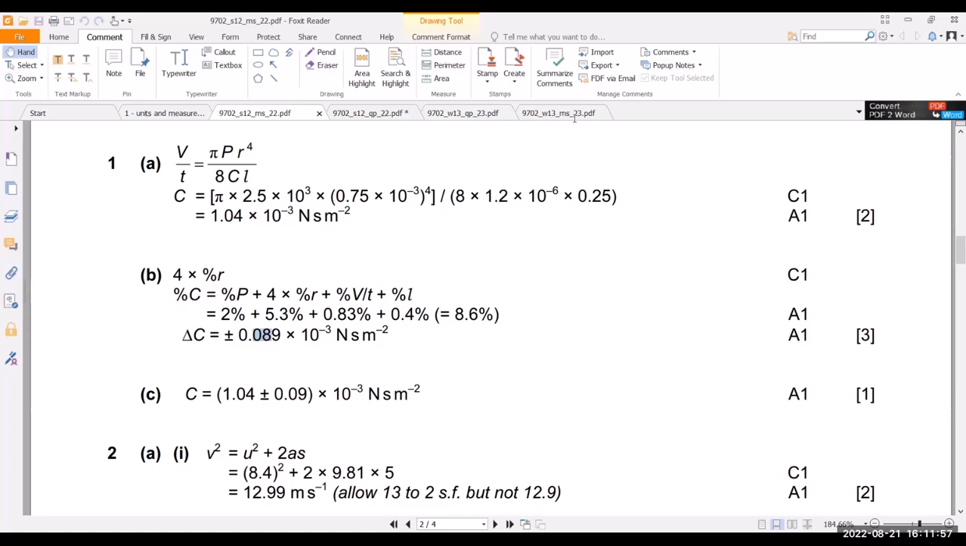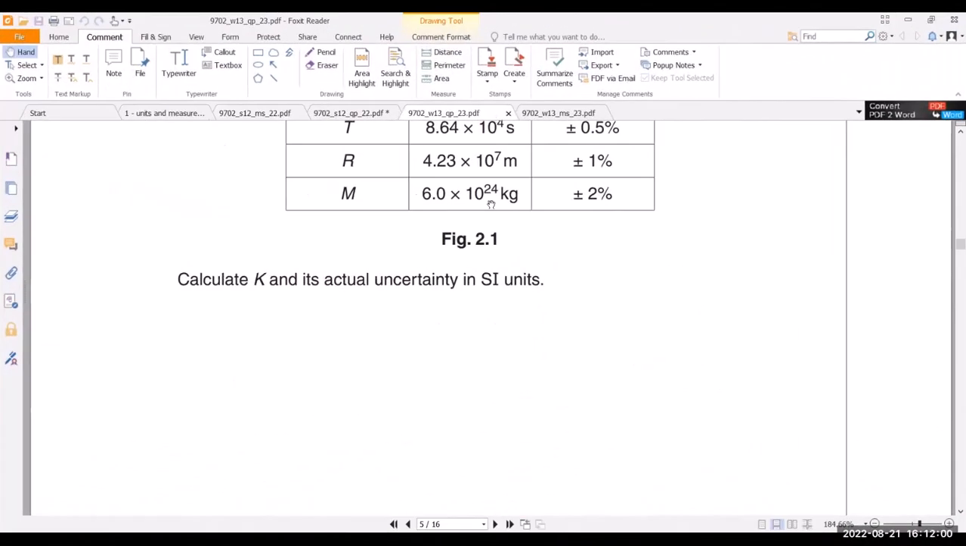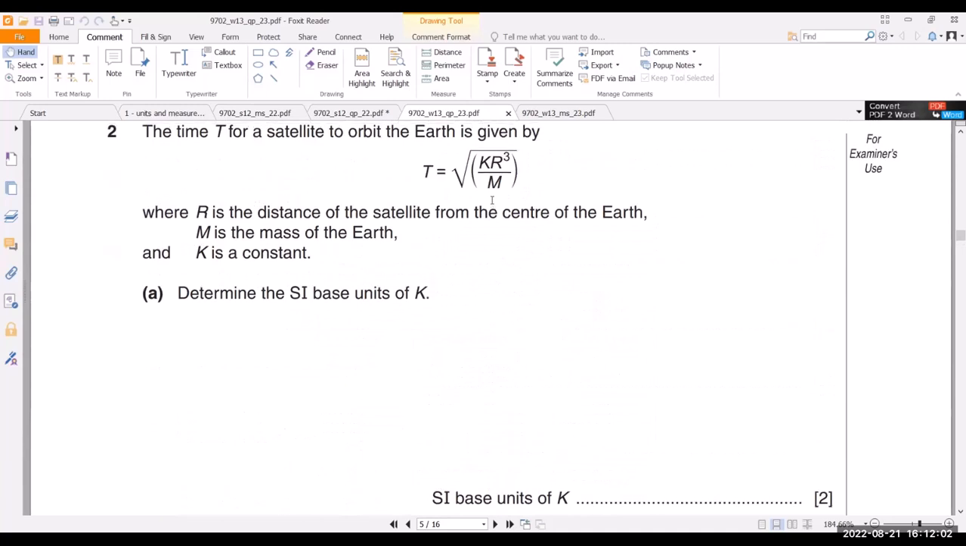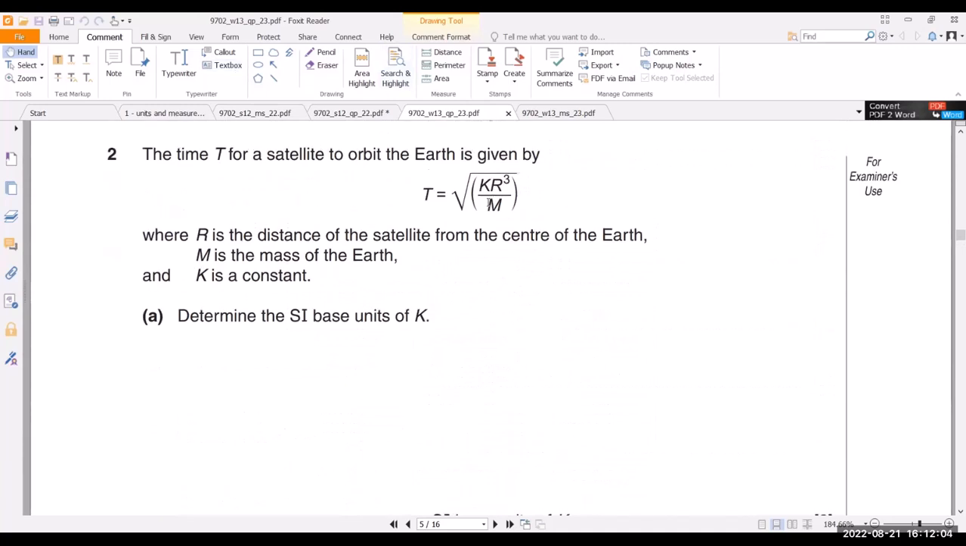Another question, I can do it for you over here. See, he's saying that time period T is given by this value. Determine the SI base units of K. It's very simple. How can you compute the SI base units? First step, write the formula: T is equal to under root K R cube over M.